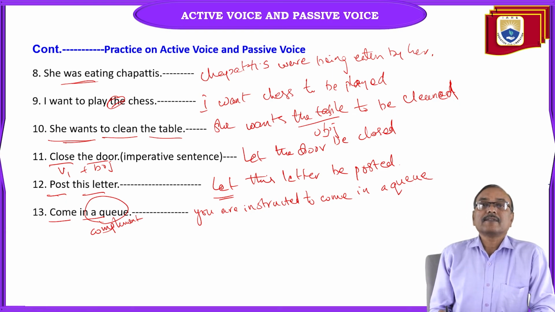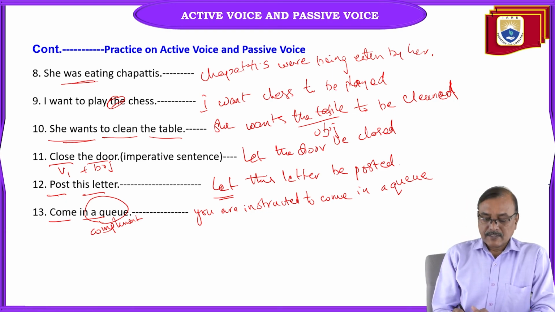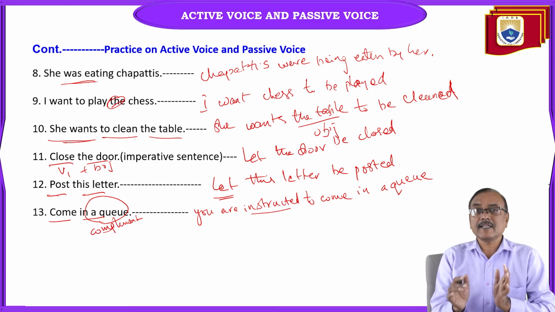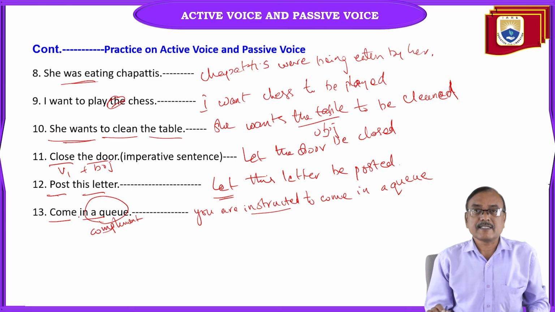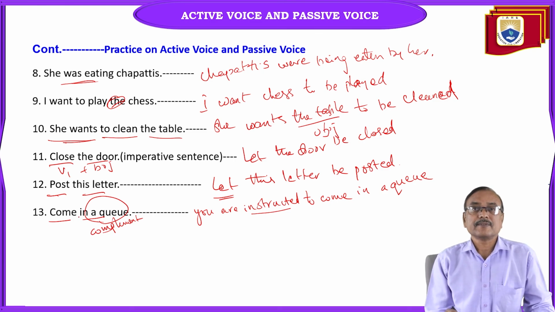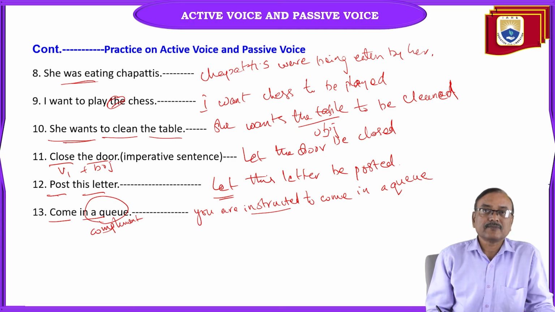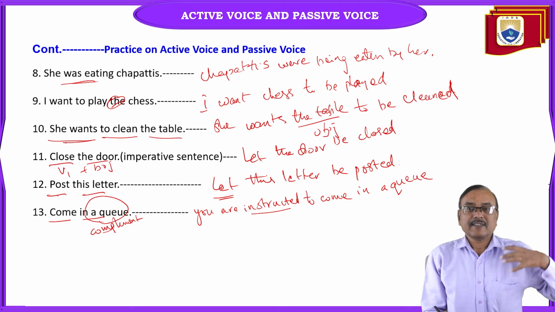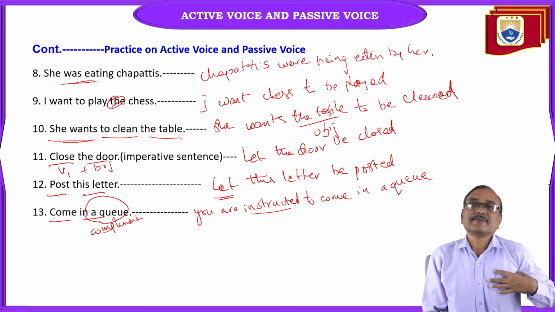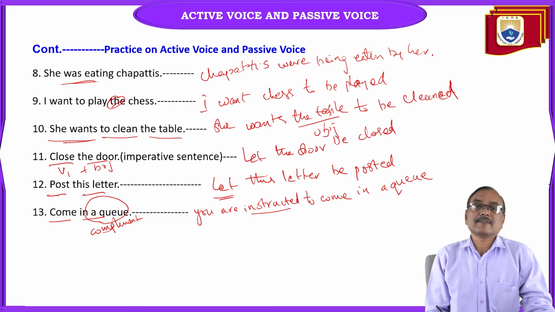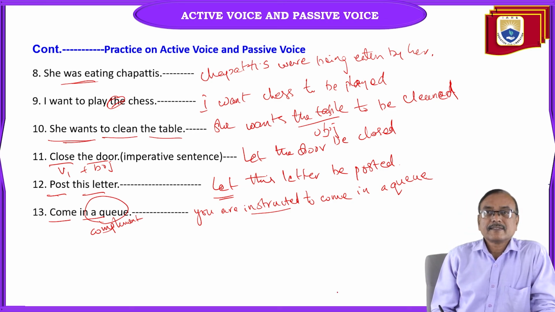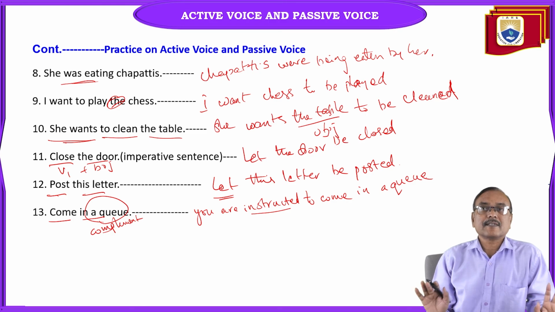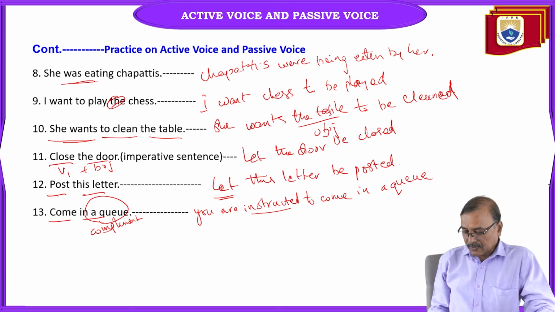You are instructed to come in a queue. So you are advised, you are ordered, you are suggested. It depends on the nature of the sentence. If please is there, as in "please come in a queue," you can say you are requested to come in a queue. If the tone is dominating, "come in a queue," then you are ordered to come in a queue. Otherwise, simply you are instructed to come in a queue.